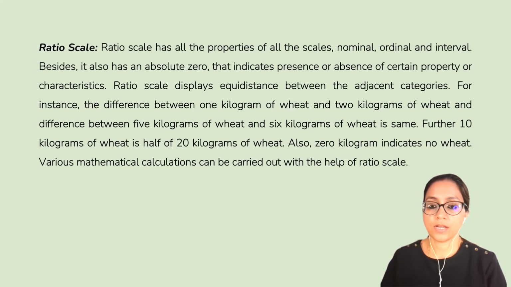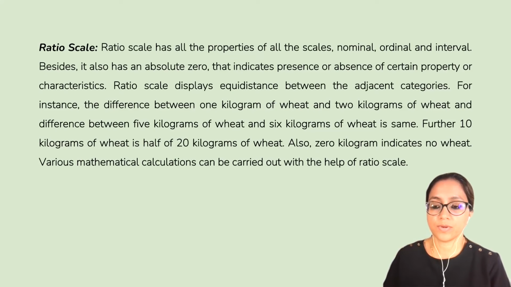Now, ratio scale. Ratio scale has all the properties of the other scales: nominal, ordinal, and interval. Besides, it also has an absolute zero that indicates presence or absence of a certain property or characteristic. Ratio scale displays equidistance between the adjacent categories. For instance, the difference between 1 kilogram of wheat and 2 kilograms of wheat and the difference between 5 kilograms of wheat and 6 kilograms of wheat is the same. Further, 10 kilograms of wheat is half of 20 kilograms of wheat.